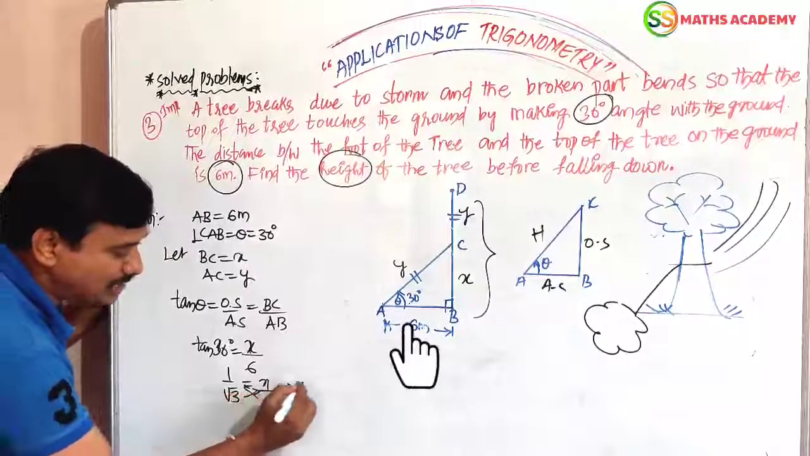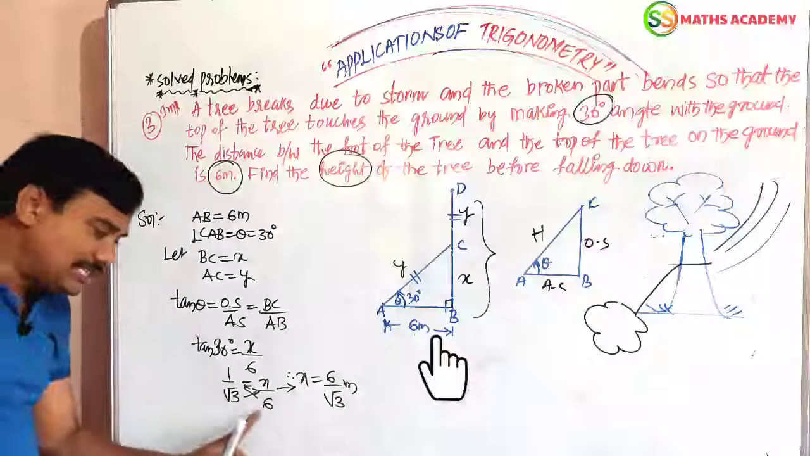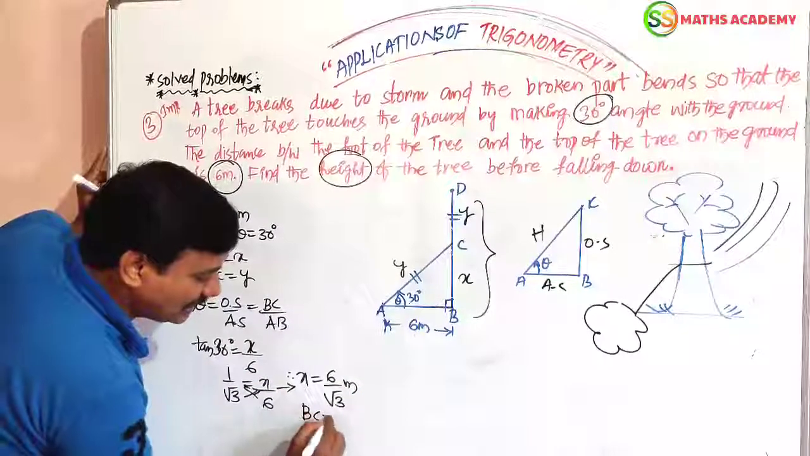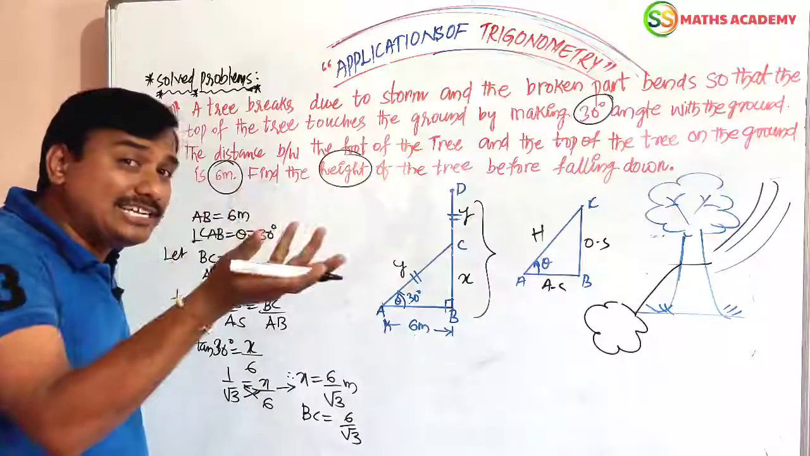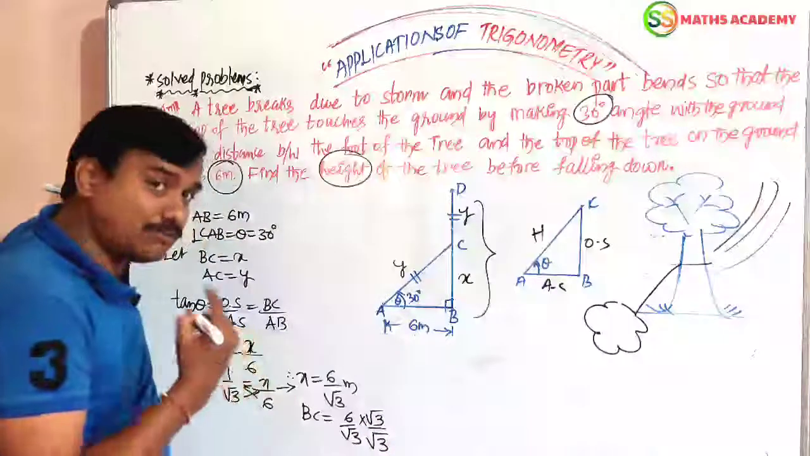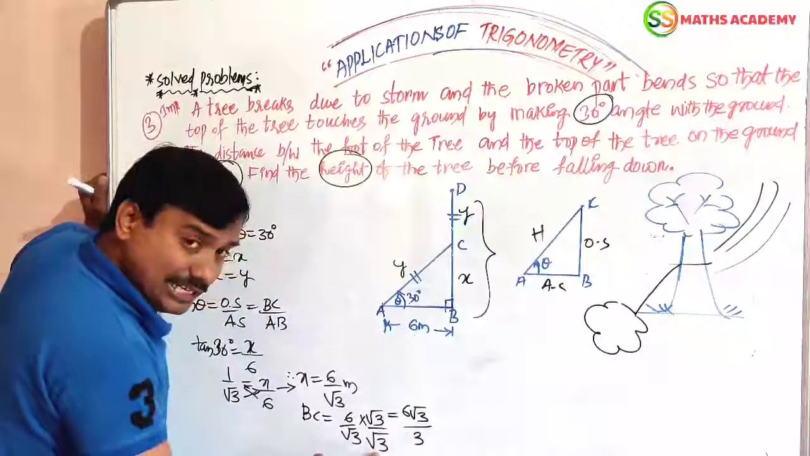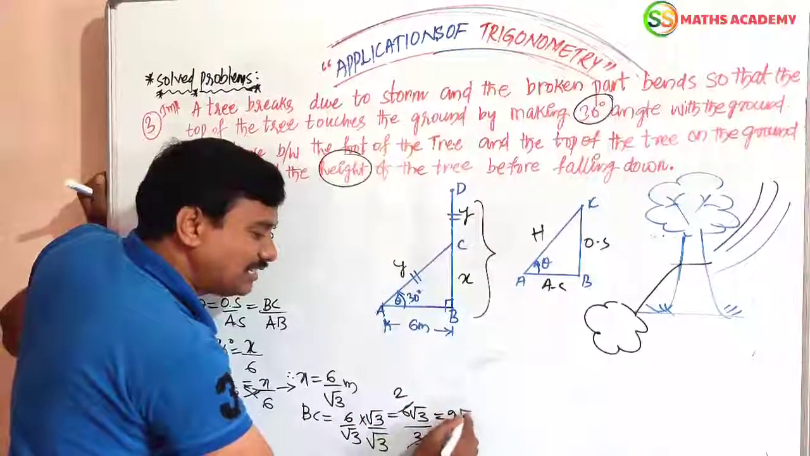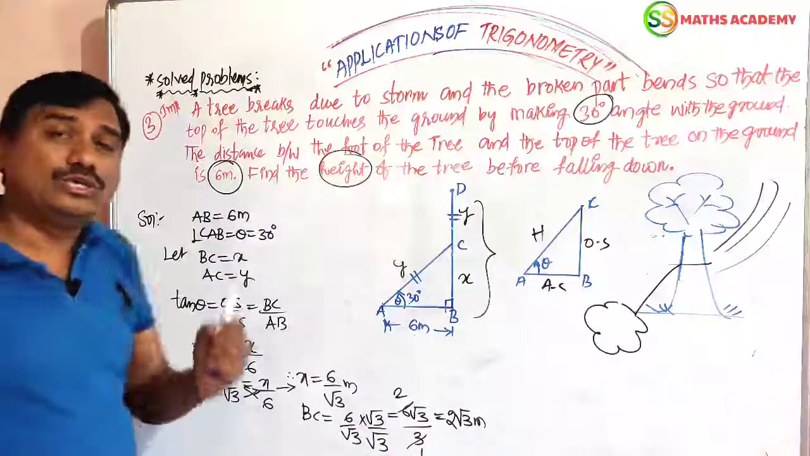Now do the cross multiplication. X equals 6 by root 3 meters. This is the X value, which is the BC value. When the denominator is an irrational number, we have to do rationalization. The rationalizing factor is root 3, so we multiply and divide by root 3. Then we get 6 root 3 by 3, since root 3 into root 3 is root 9, which is 3. Three ones are 3, three twos are 6. Then we get the answer 2 root 3 meters. This is the BC value.